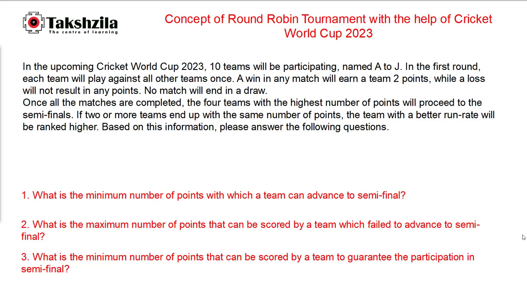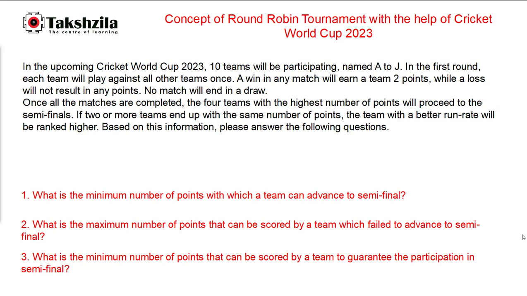Hello everyone. In this video we are going to learn the concept of round robin tournament with the help of Cricket World Cup 2023. In the upcoming Cricket World Cup 2023, 10 teams will be participating, named A to J. In the first round, each team will play against all other teams once.